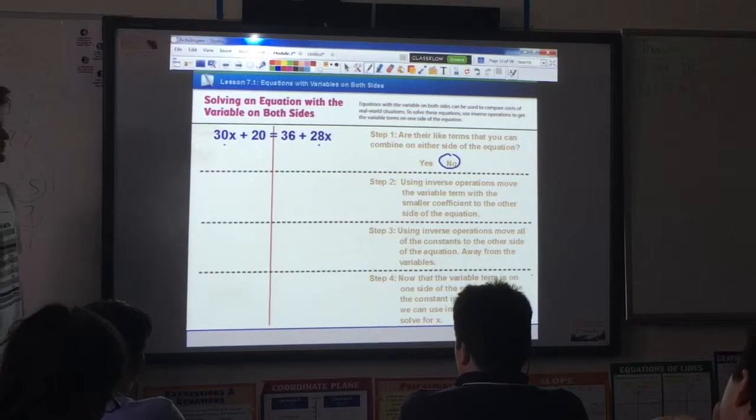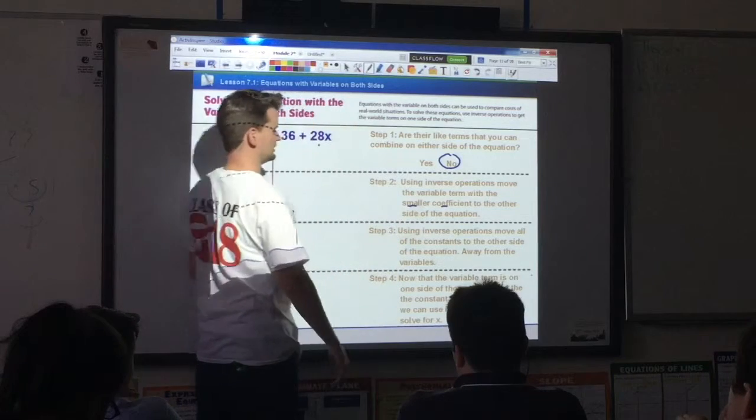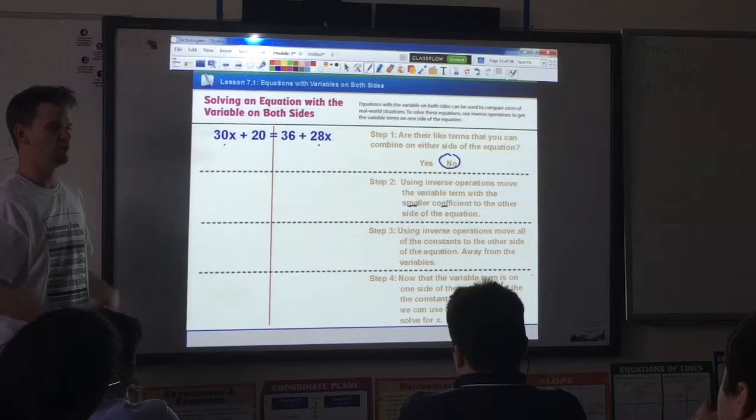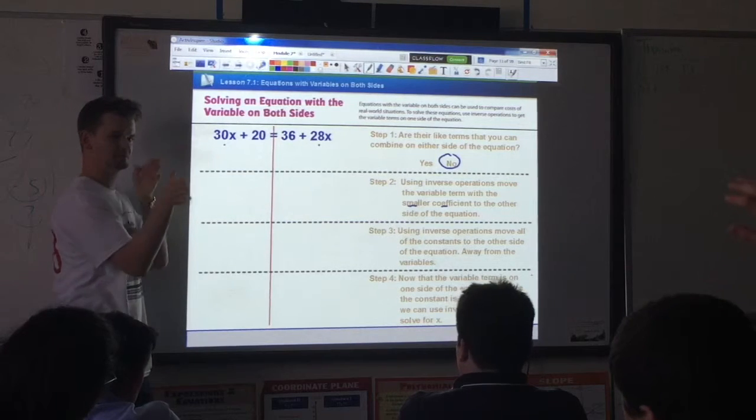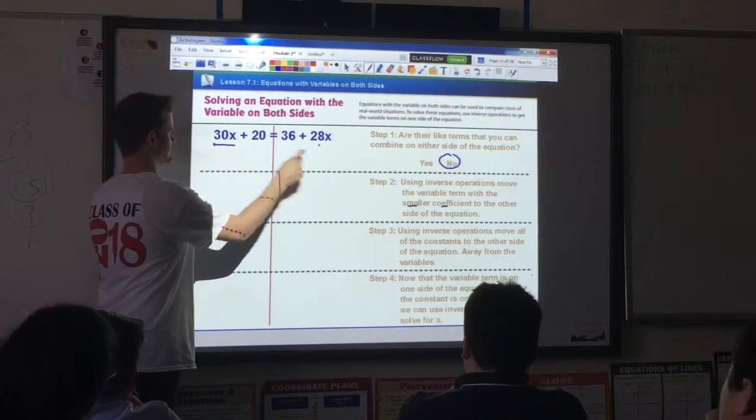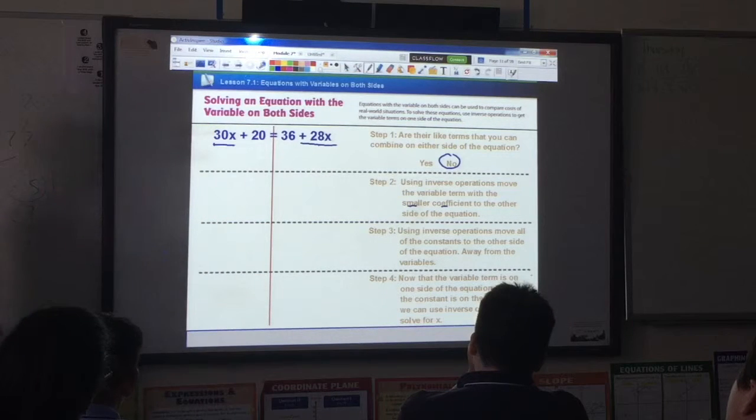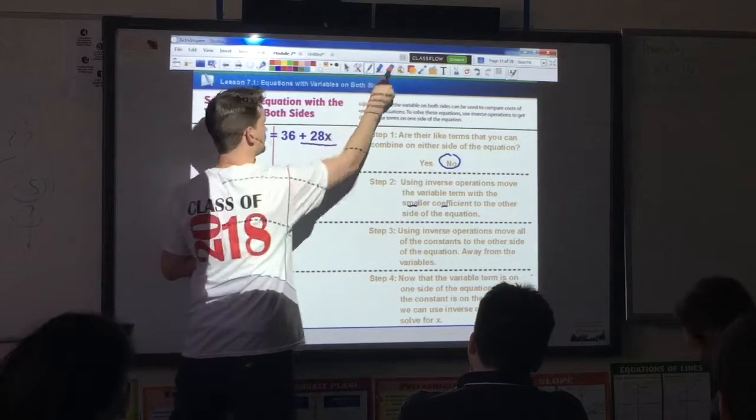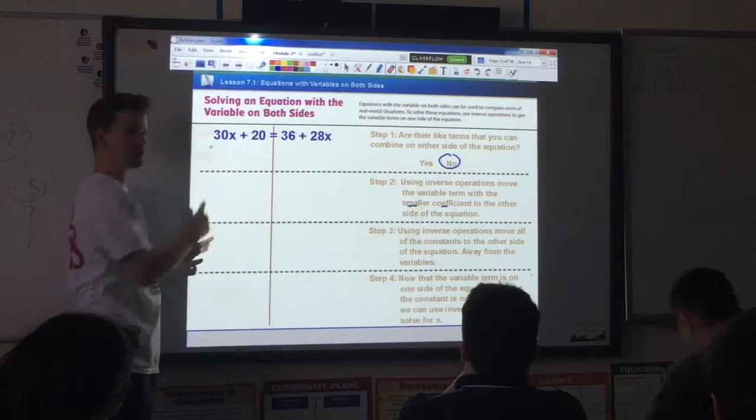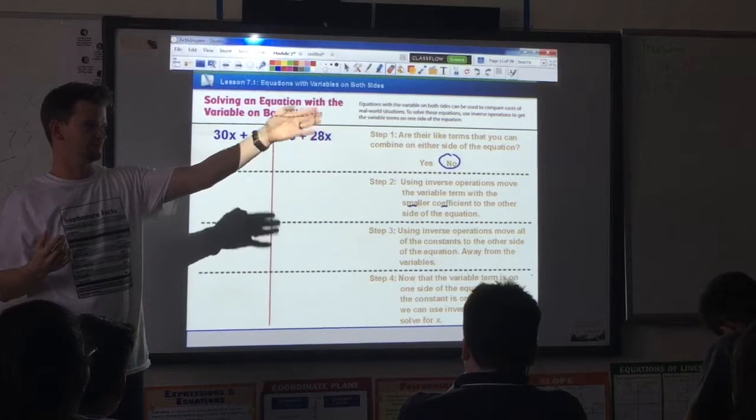Using inverse operations, you move the variable term with the smaller coefficient to the other side of the equation. What does that mean? Okay, so we look at our variable terms. What are my variable terms in this equation? Positive 30x and positive 28x. Which one of them has a smaller coefficient? 28x. So that's the one I'm going to move. And the reason, can anybody tell me the reason I'm moving the smaller one? So that number will be easier.